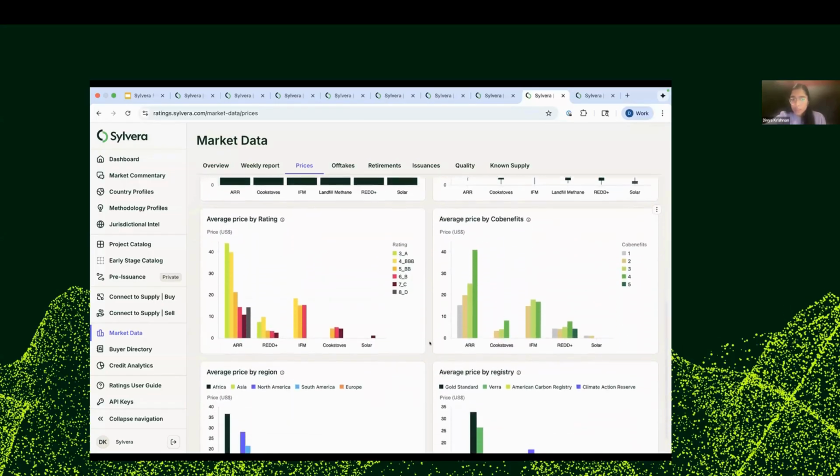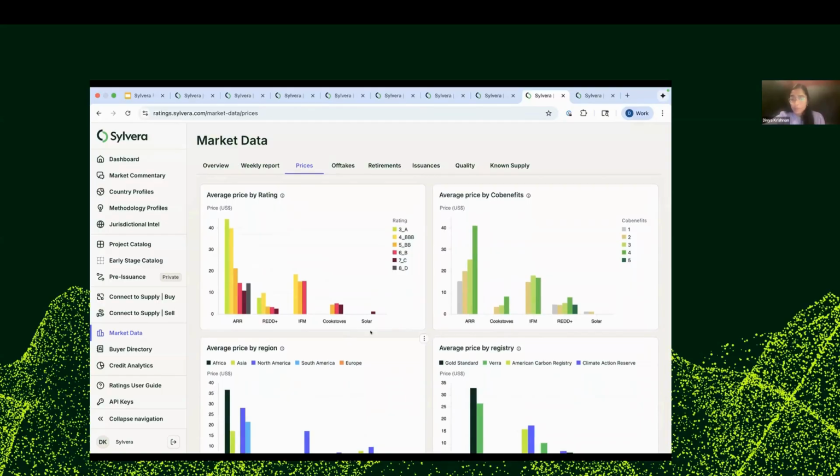And we can get a sense, as we scroll down, of why that is. What are some of the levers that impact that price distribution? If you look at ARR projects here, as the rating gets higher, so this green bar is the highest rating, the highest rated ARR projects, the price commanded by that project on the market also gets higher. And really interestingly, you can see a similar correlation for co-benefits specifically as well.